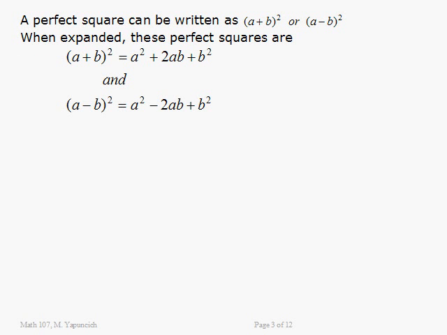First, I'm going to review what a perfect square is and how we can use a perfect square to solve an equation. This is considered a perfect square, a plus b squared or a minus b squared. When you expand these forms, remember you have to FOIL. You can't just write a plus b squared equals a squared plus b squared.